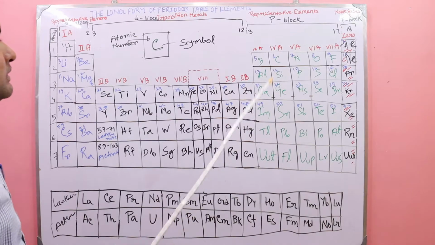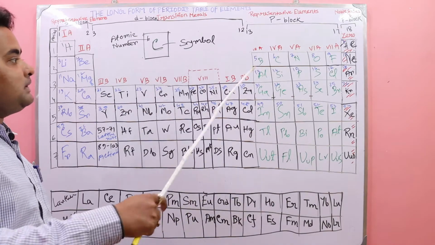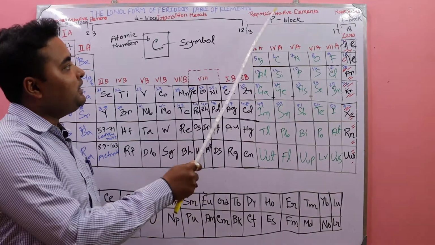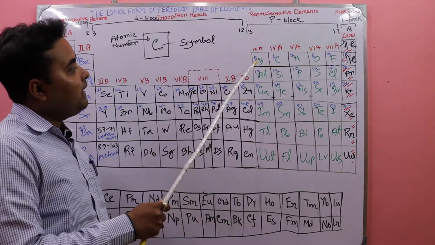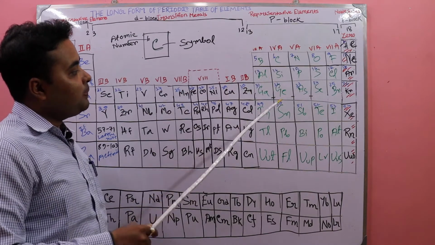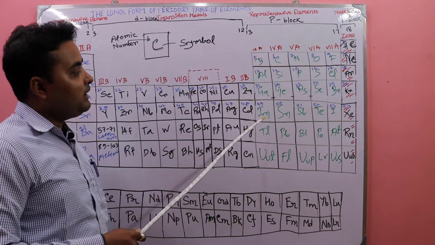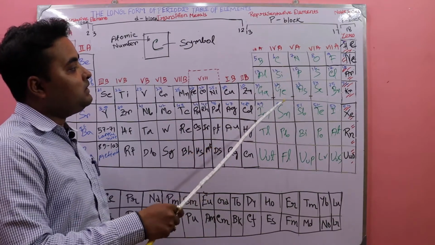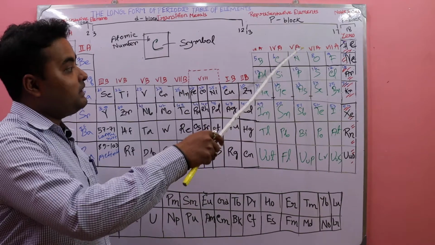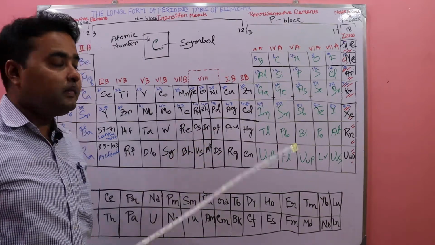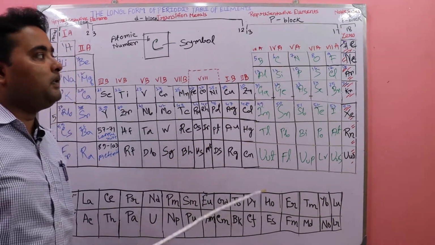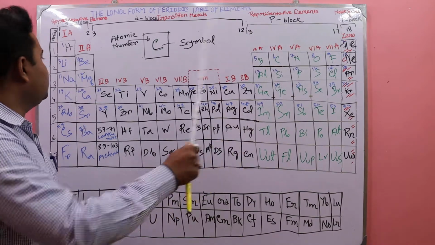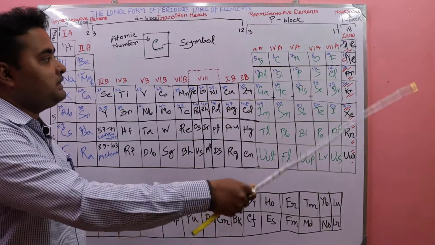From the right hand side, that means the right side of the periodic table, it contains P block elements: boron, aluminium, gallium, yttrium. Like this way, carbon, silicon, here nitrogen, phosphorus. Actually, this periodic table is built up on the basis of atomic number. Here is 1, here is 2, here is 3, 4, 5, 6, 7.